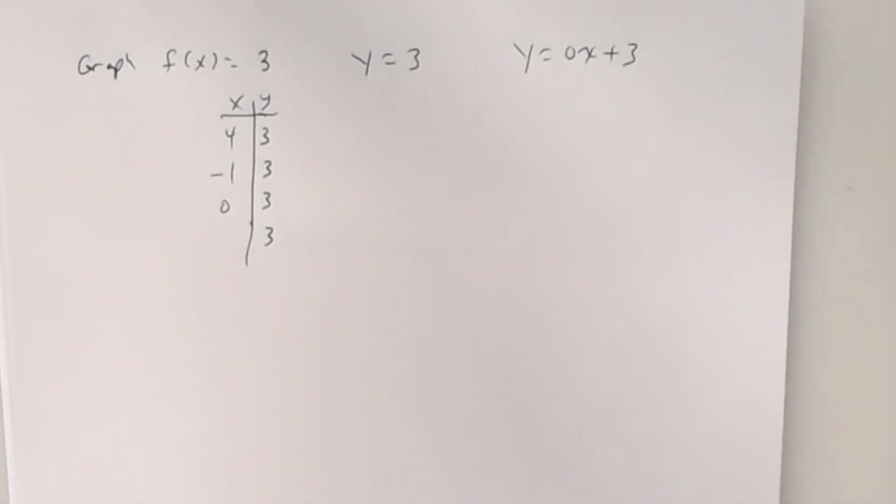Because what's 0 times x? 0. What's 0 plus 3? 3. What's the coefficient of x? 0. So if y is by itself, then the coefficient of x is the slope. And what's the slope here? 0.